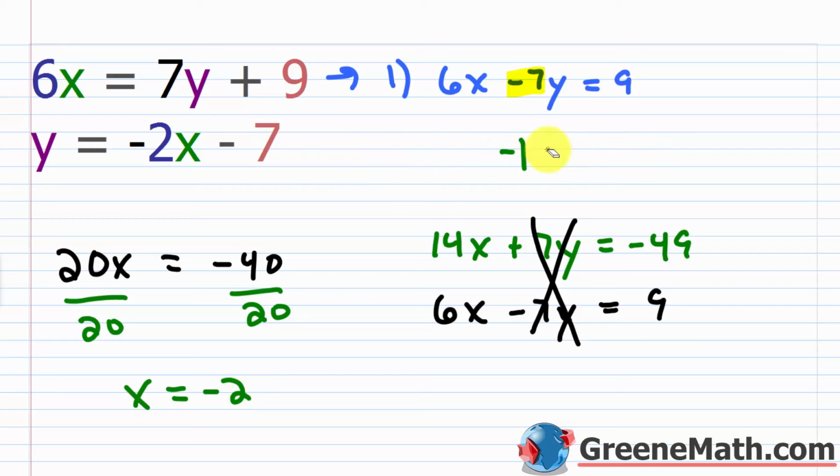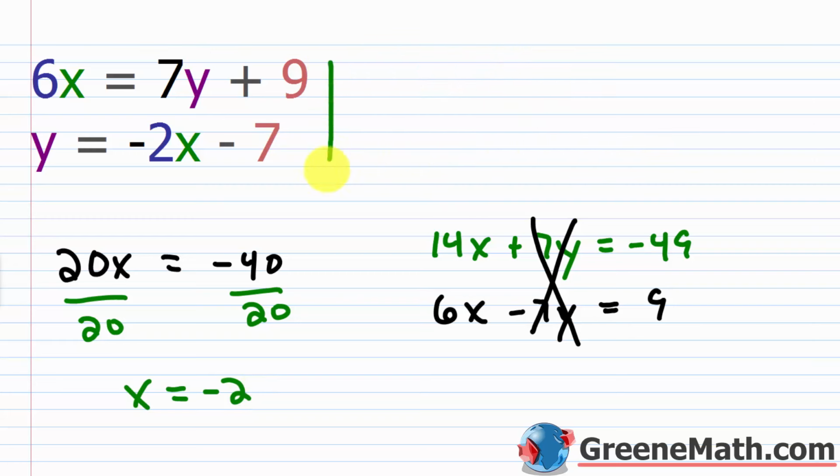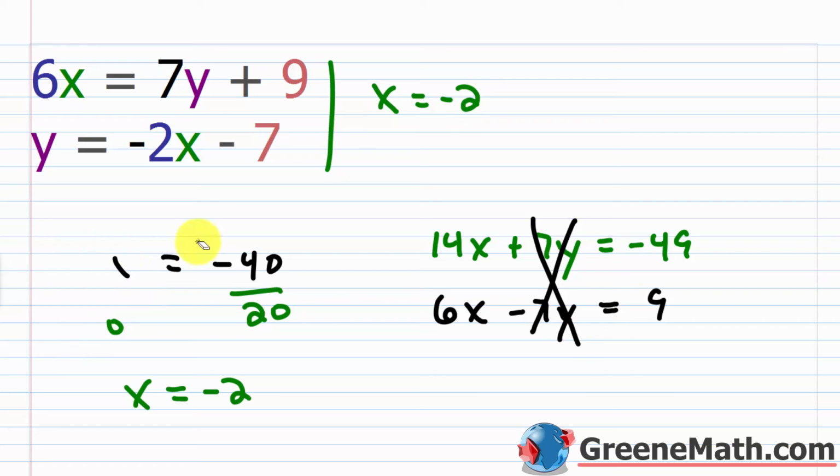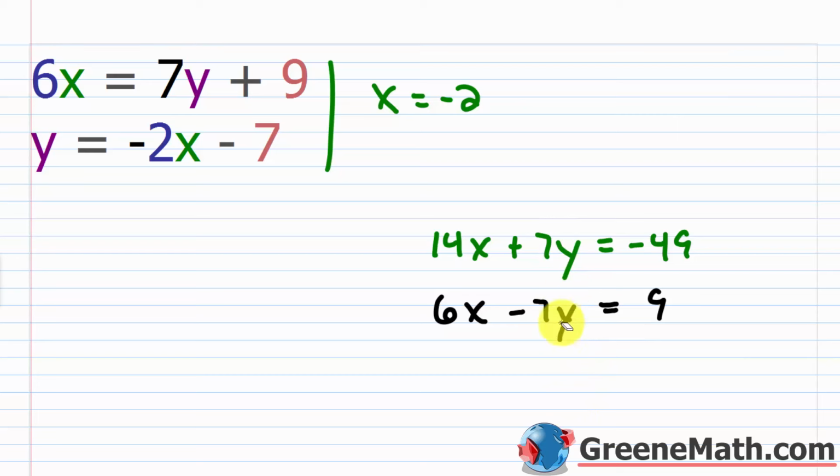So let me erase this. We don't even need this anymore. I'm just going to write that x equals negative 2. And let me explain why this worked, and then we'll find y. Okay. So why was I able to add this to this and set this equal to this plus this?